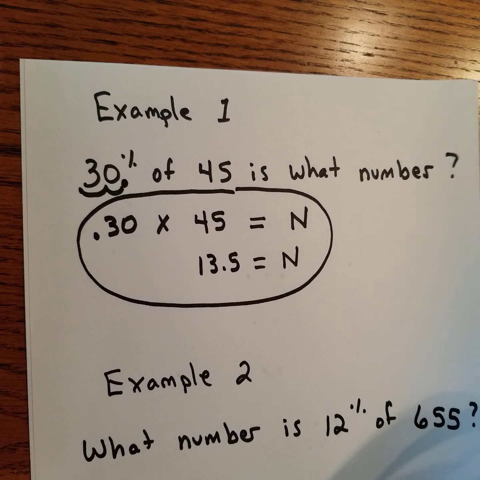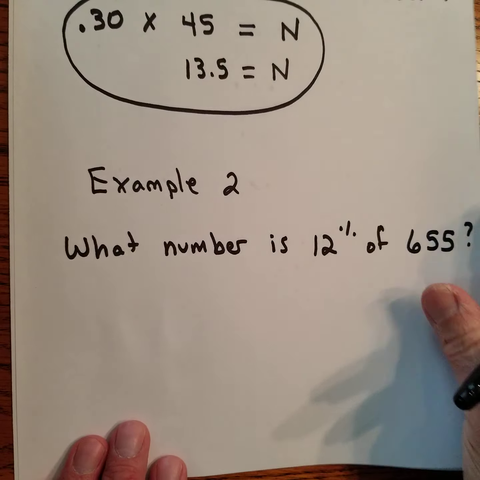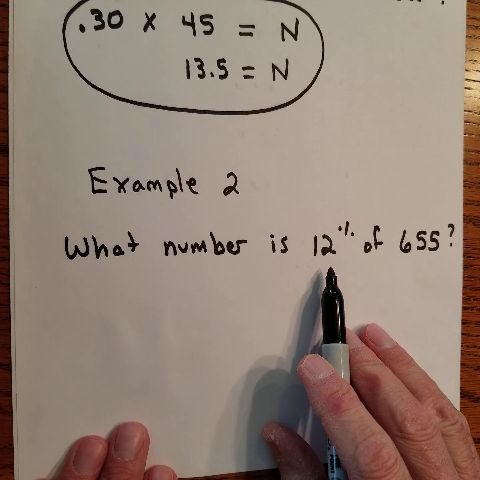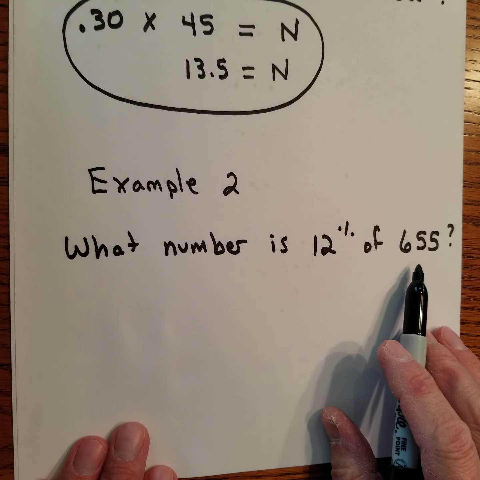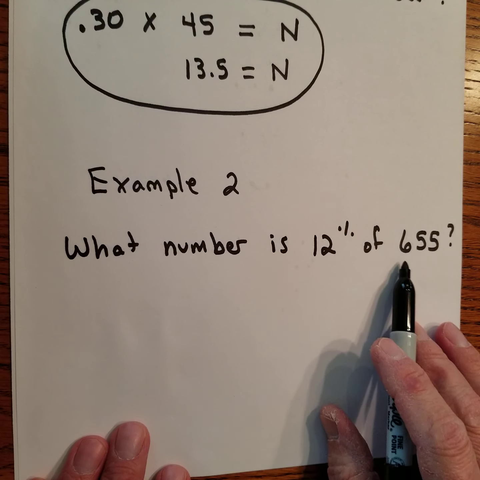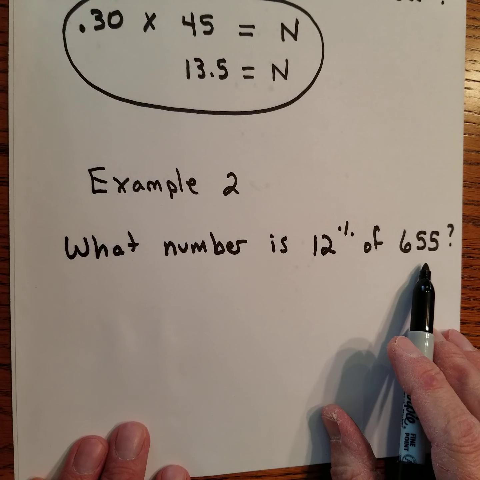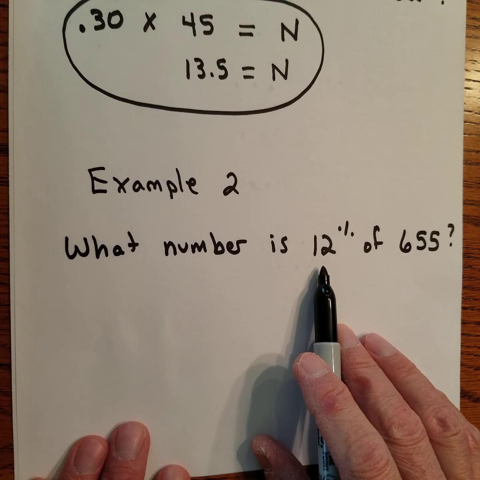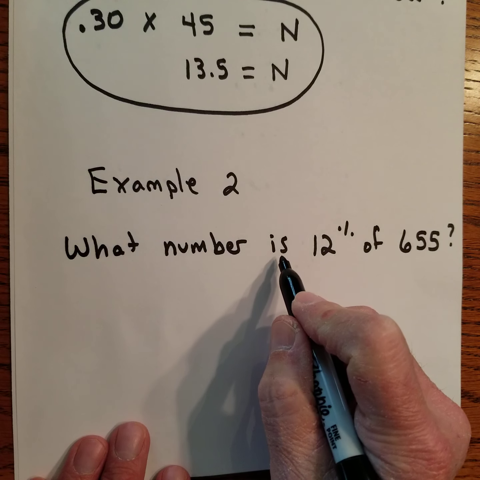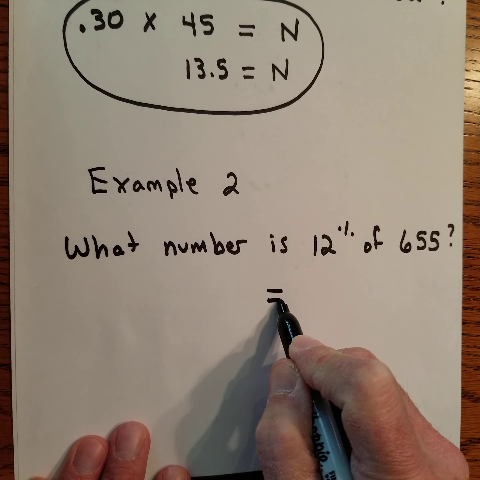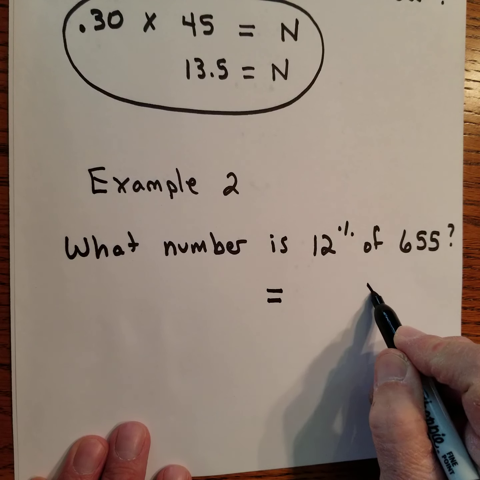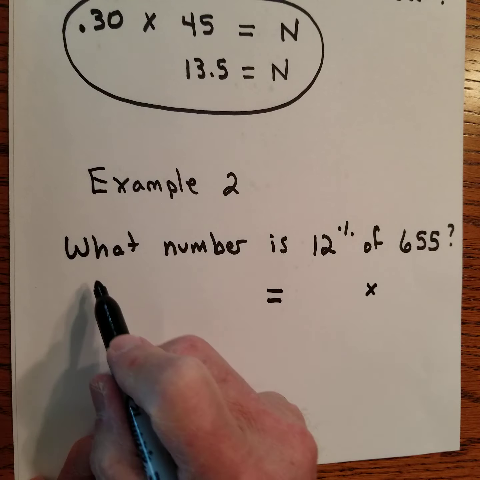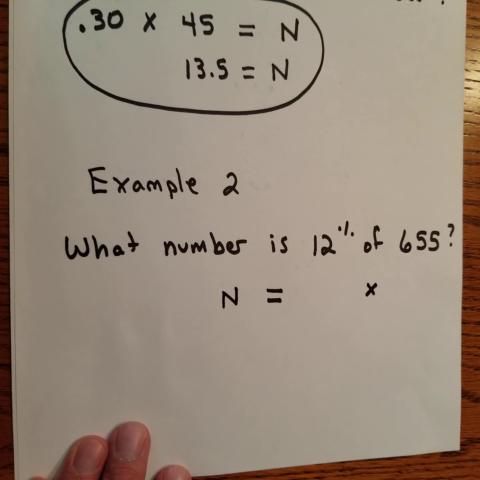Here comes example 2. What number is 12% of 655? What could that be an example of? Maybe I owe you $655. I don't have $655, so I'm going to pay you 12% of it today. How much do I pay you today? Now let's remember our math words. Is equals. Of is times. What number? That's what I'm looking for.